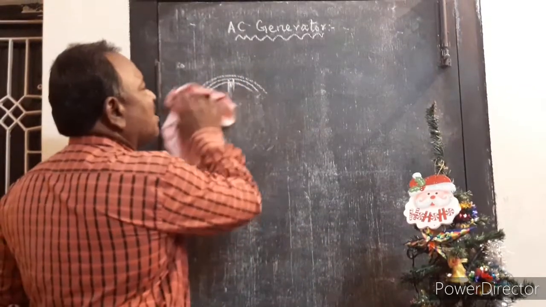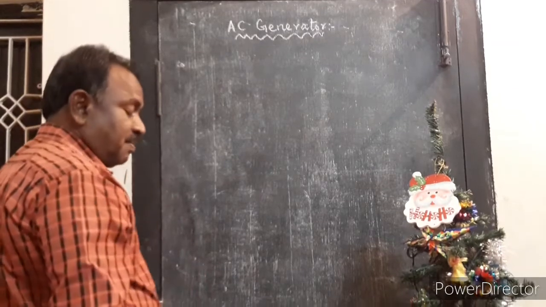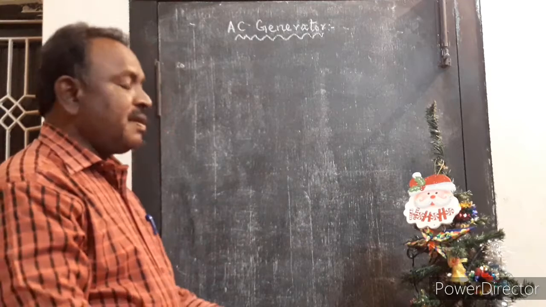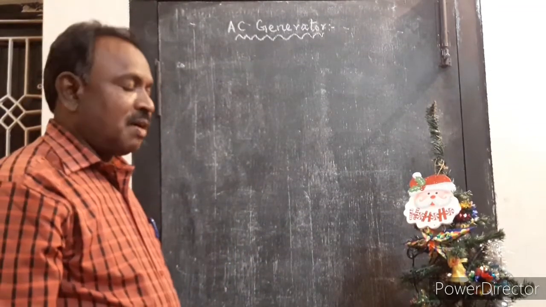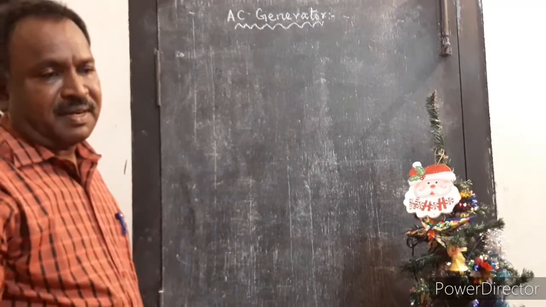Suppose the armature has 2 coils and each differs from each other by 90 degree, then it is called a two-phase generator. So commercially we are having single-phase generator and three-phase generator.